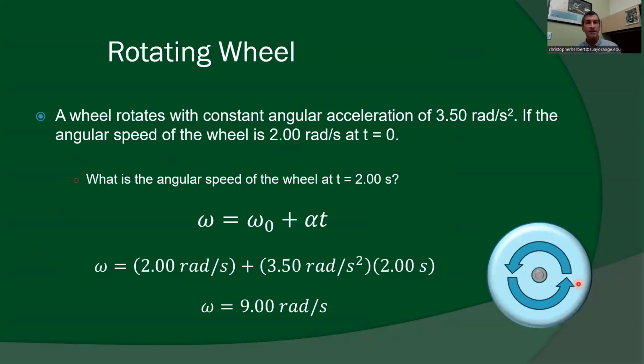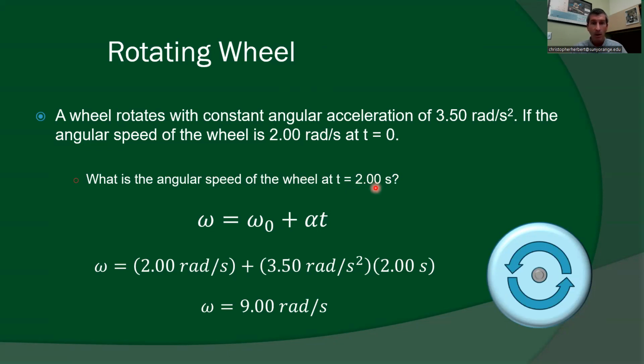So for instance, let's say we have a wheel that rotates with a constant acceleration, 3.5 radians per second squared. Just think about this the same way you did with the other kinematic equations. You'd be given an acceleration, maybe 3.5 meters per second squared. Okay, so we know it has an acceleration. The angular speed of the wheel is 2.0 radians per second initially. What is the angular speed after 2 seconds?